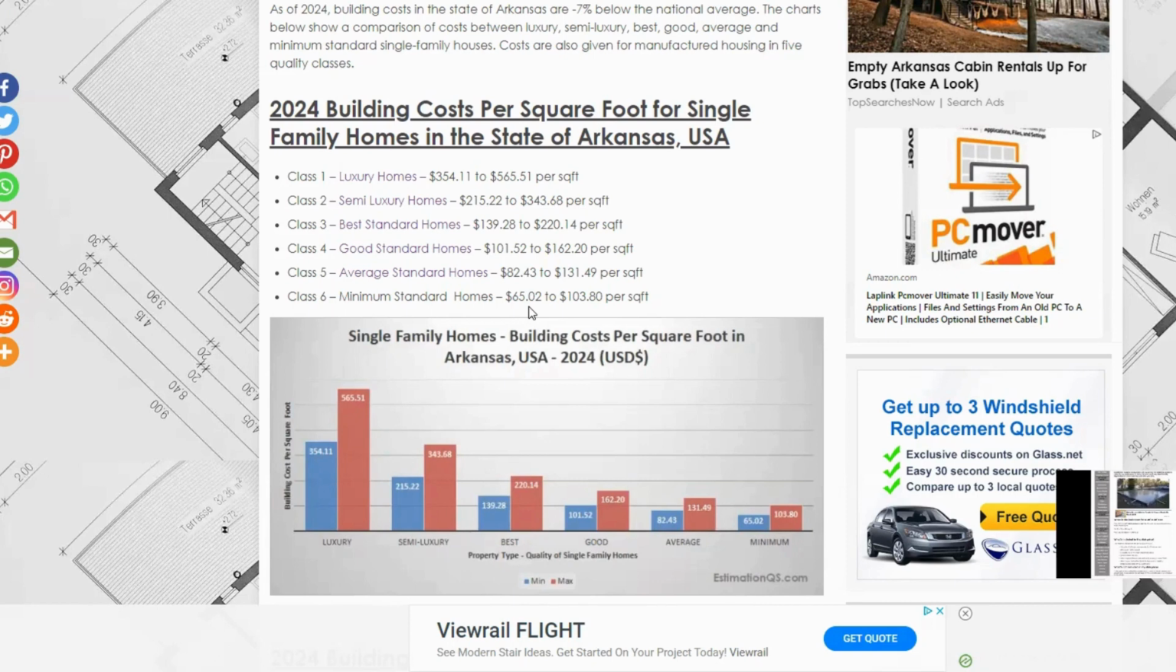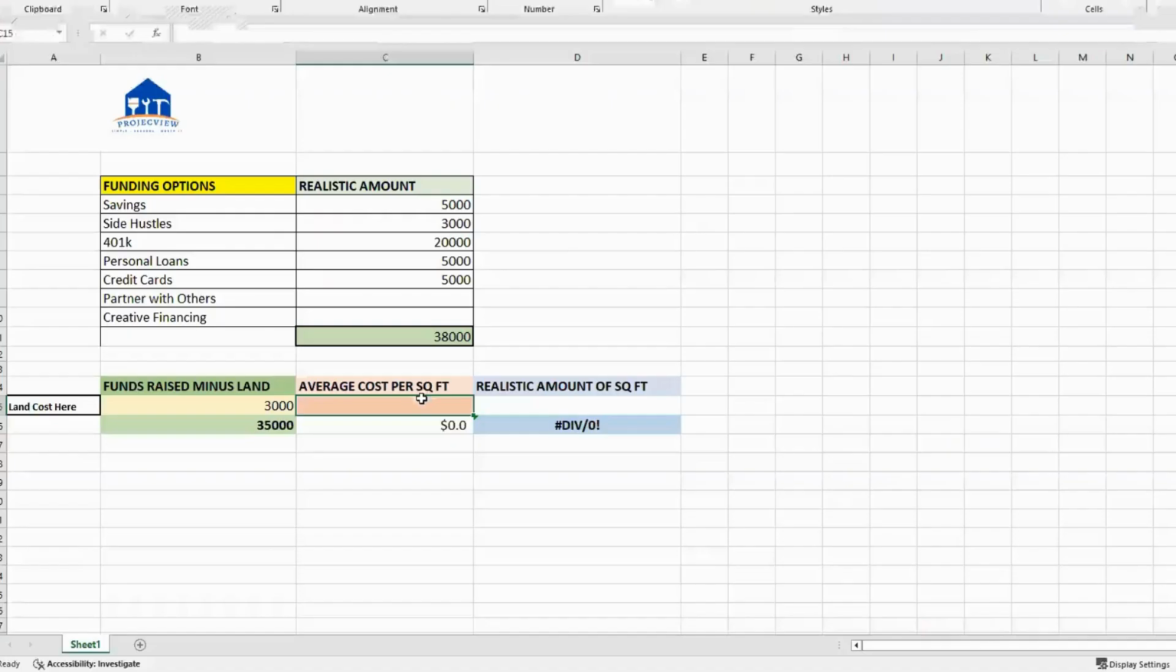And the reason I stay down in this range is because for rental, especially in the Section 8 department, you want to have nice, solid homes, but you do not want to make them too high end because Section 8 does have a cutoff. They're going to pay you per bedroom for the most part, but they're not going to pay you luxury home prices just because you have a luxury home. Okay, so let's just stay right down here by class 6, and we're going to pop that number in that spreadsheet, $65 per square foot.